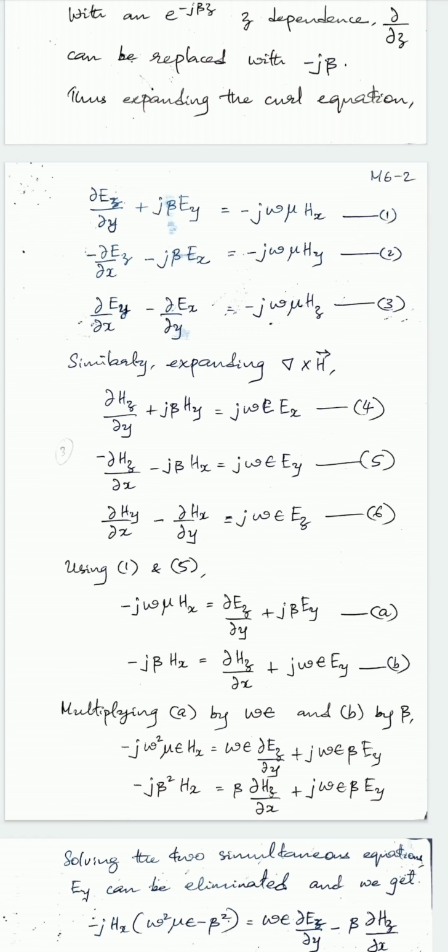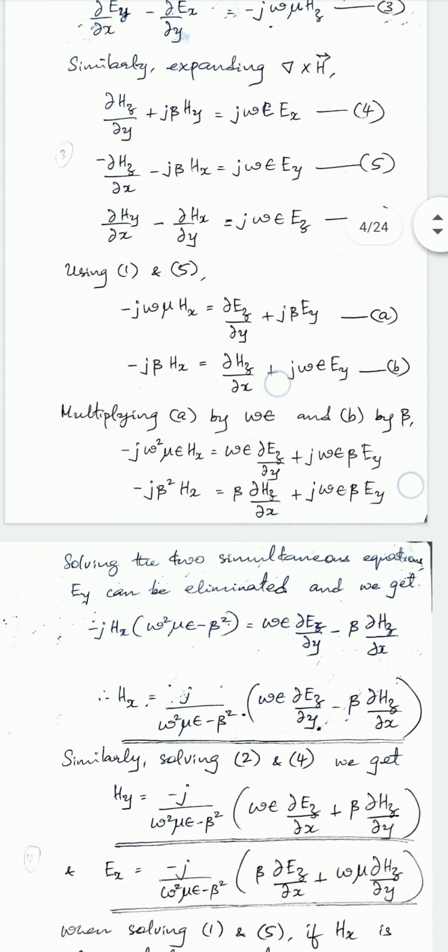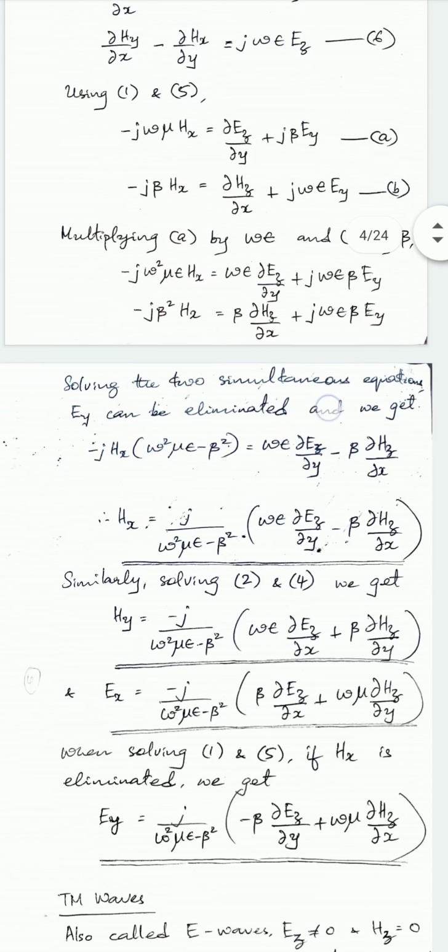From this, we can write Hx equal to 1 by minus j omega mu times dou by dou y of Ez plus j beta Ey. Then, using equation number 5, we can replace this Ey as minus dou by dou x of Hz minus j beta Hx by j omega epsilon. Solving this, you will get Hx in terms of some constant times dou by dou y of Ez minus another constant times dou by dou x of Hz.